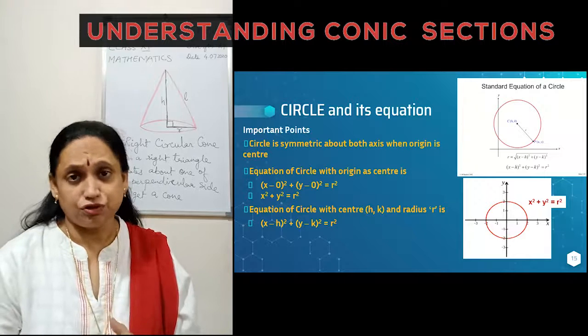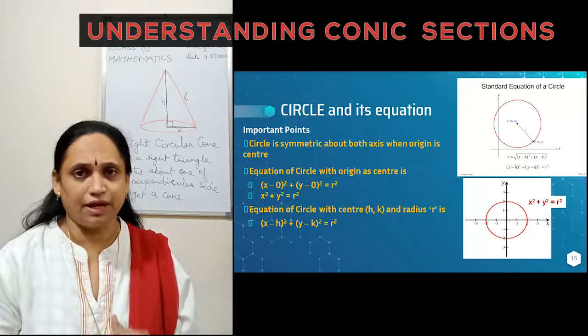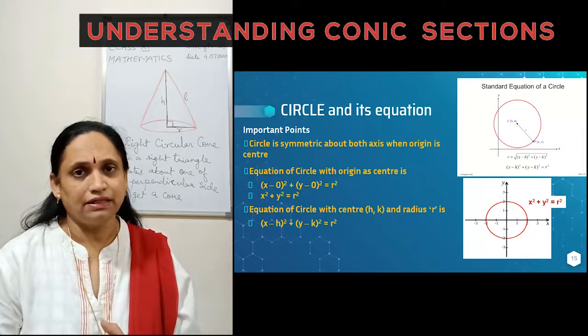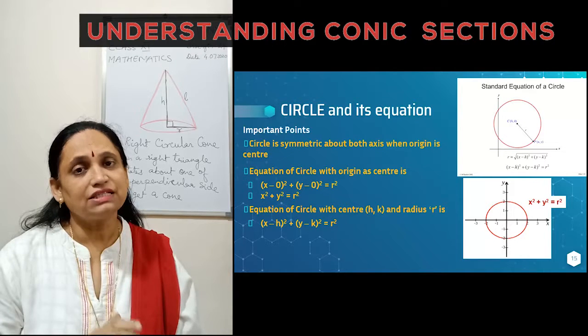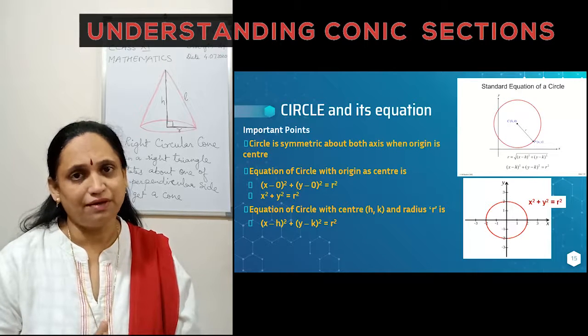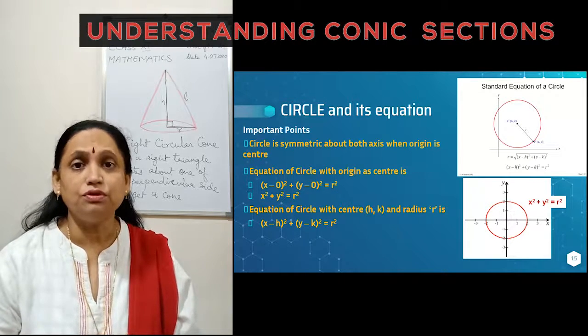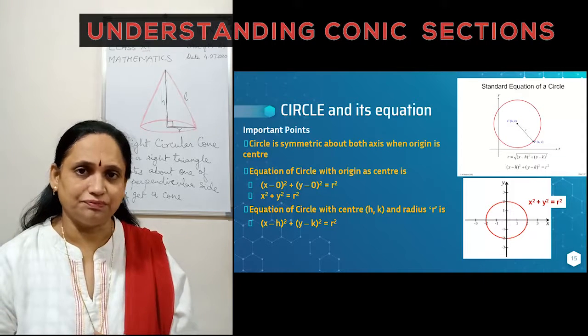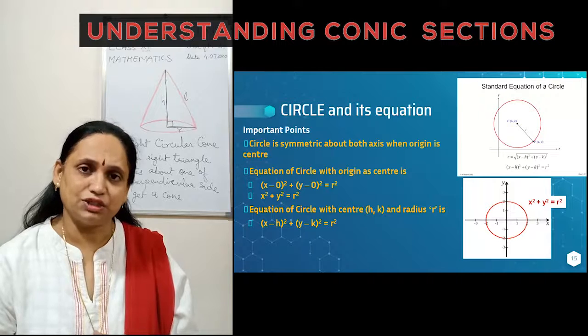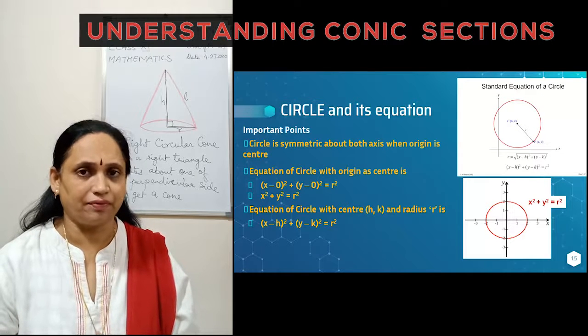Suppose the center is not the origin, it is (h, k) and the radius is r. Then the equation of the circle follows the same rule, we apply the distance formula, and we get (x - h)^2 + (y - k)^2 = r^2. That's how we get the equation of the circle, with center (h, k) and radius r.